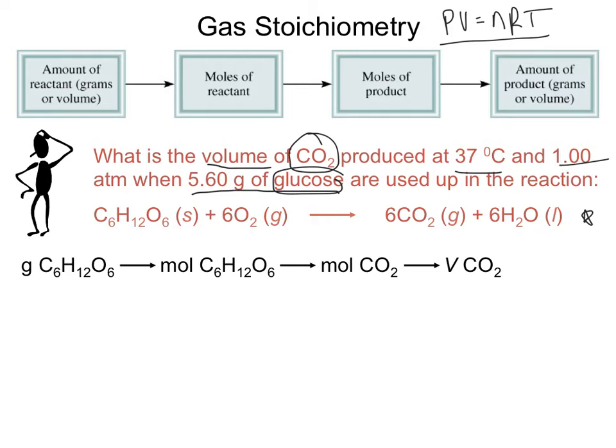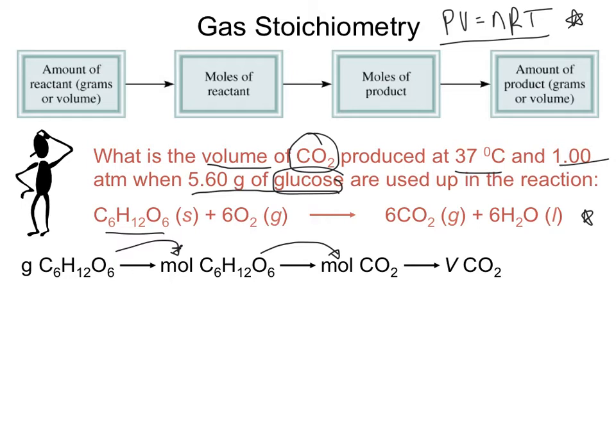So the first thing that we're going to do here is take the grams of what we were given, which is the glucose, and convert it into moles. Once we've converted into moles of glucose, we can then use the balanced equation and stoichiometry to go from moles of glucose into moles of CO2. And once we have our moles of CO2, we can use our ideal gas law in order to calculate our volume of CO2. So let's go ahead and do those.